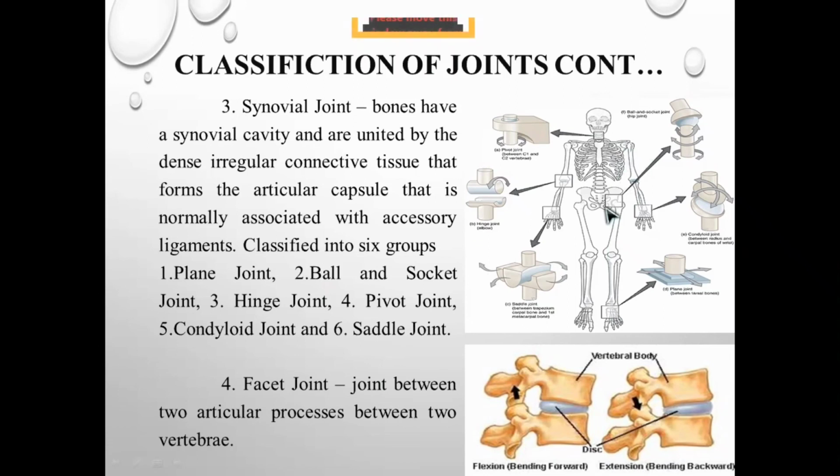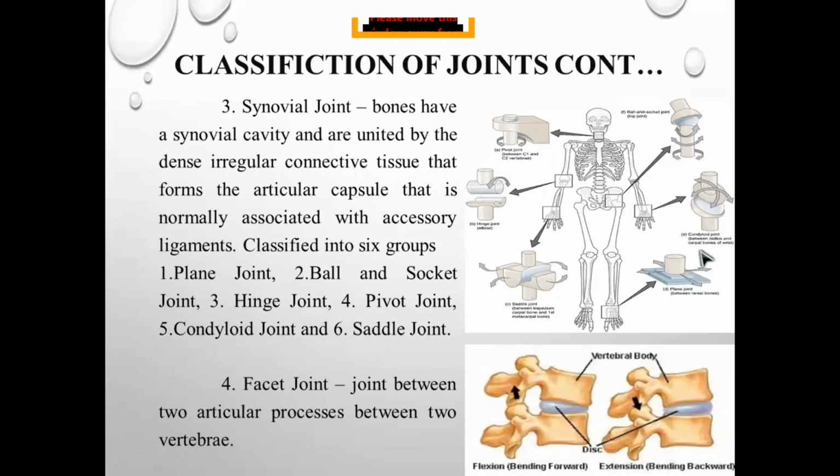Then the hinge joint: your ankle and elbow joints we call hinge joints. Then the pivot joint: in the neck region, you are going to have a pivot joint. Then the condyloid joint and the saddle joint. In the fingers we have a saddle joint, and in the wrist region we have the condyloid joint, where cartilage will be covering over that joint.